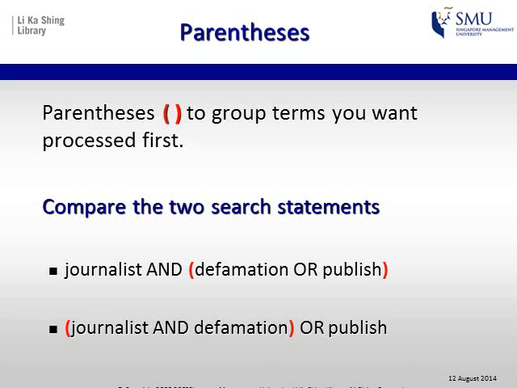The first one, the search engine will process by retrieving documents that have the terms journalist and defamation, and then it will search for documents that have the terms journalist and publish. In the second statement, it will search for documents with the terms journalist and defamation, and then it will search for any documents where the term publish appears. As you can see, the results will be very different.